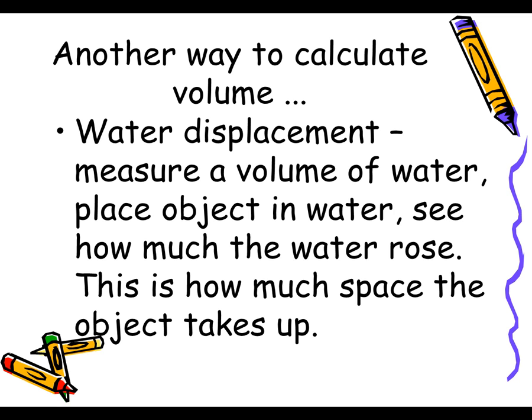There's another way to calculate volume besides just length times width times height, and this is usually used for things that are irregular shaped, that don't have a specific formula. So you can use water displacement. What you're going to do is get a graduated cylinder, put some water in it, measure it, plop your object in, and then see how much it goes up. So the volume of the object would be how much your water went up.